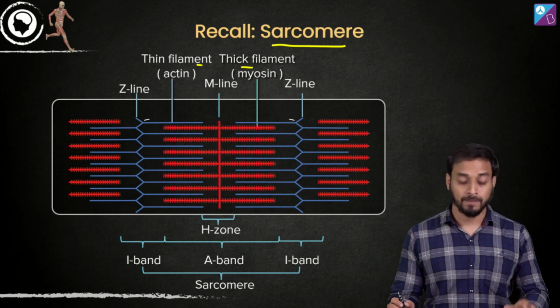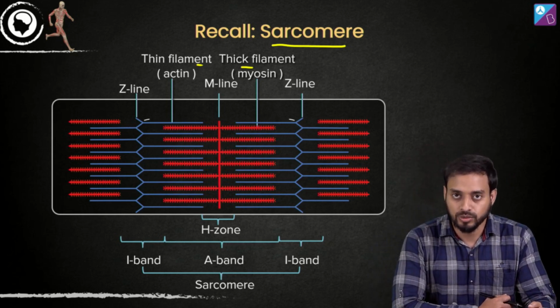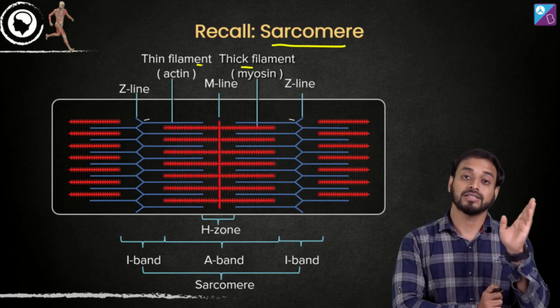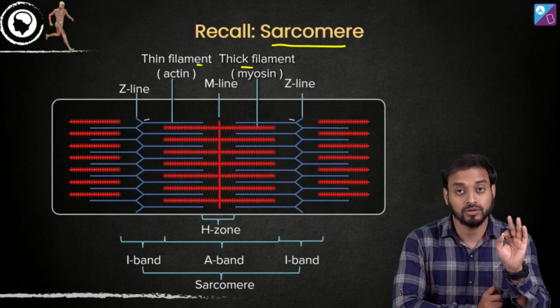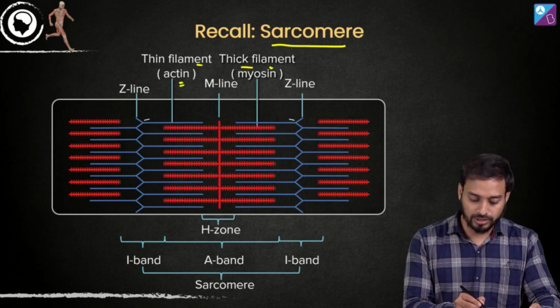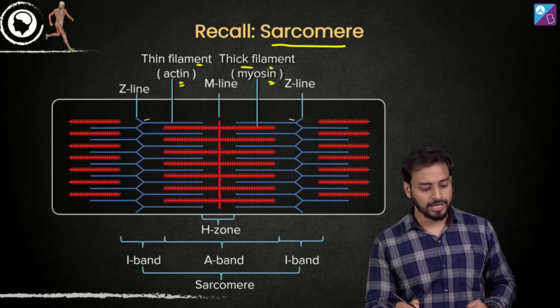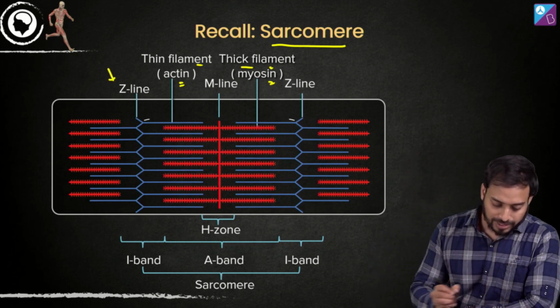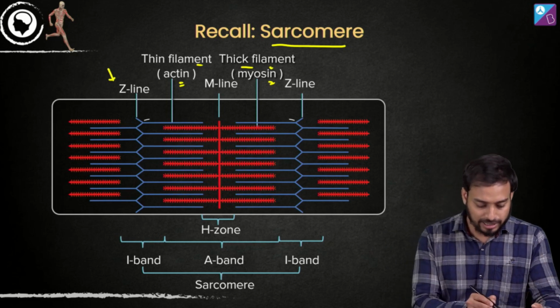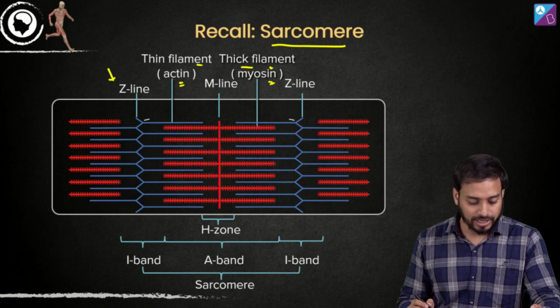Okay, let's study. Thin filament and thick filament I have already taught you, right? Last session we discussed this in detail. Thin is the actin one, thick is the myosin. Now you can see what the Z line is: in between the actin, this dividing line, the zigzag line that is forming, that is the Z line.